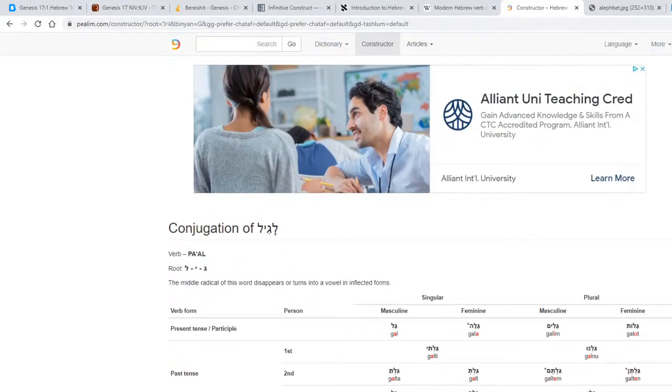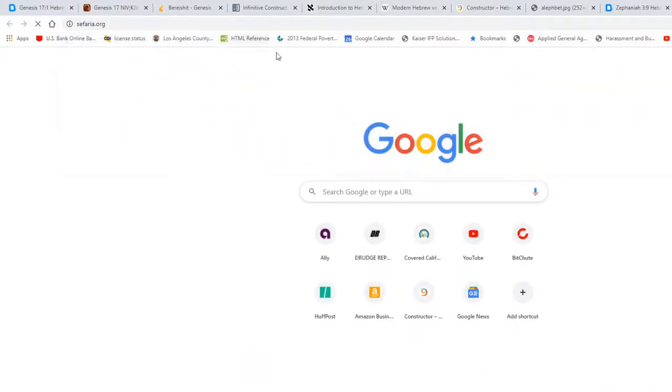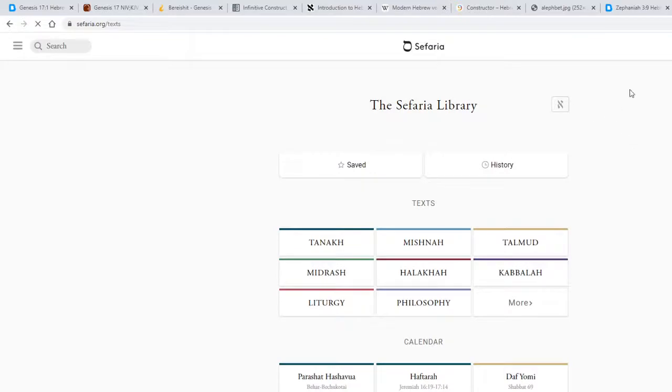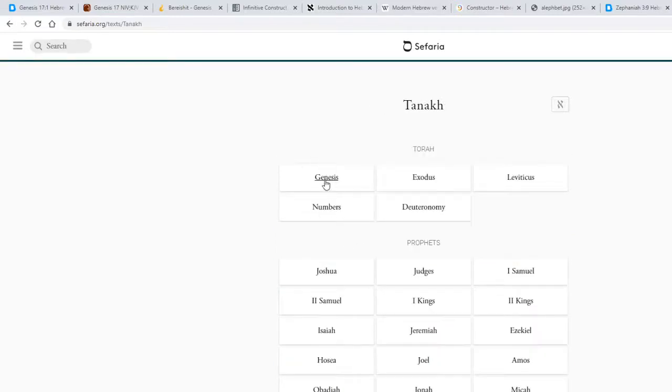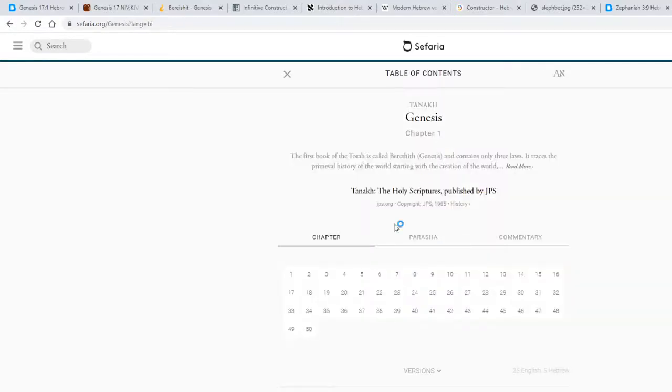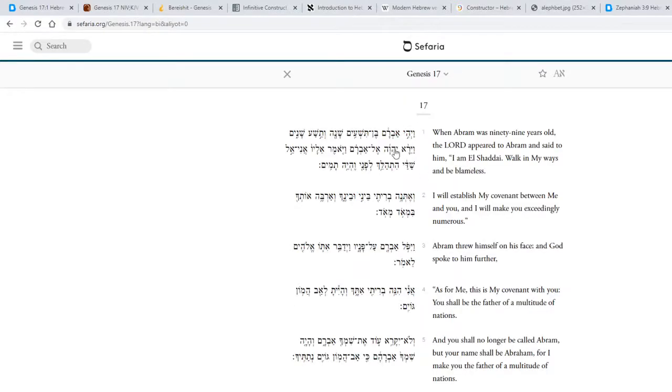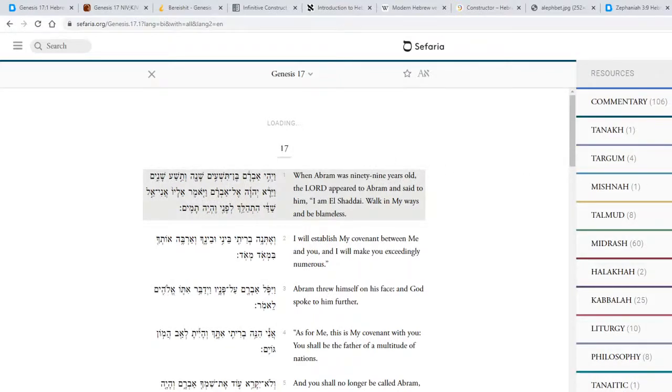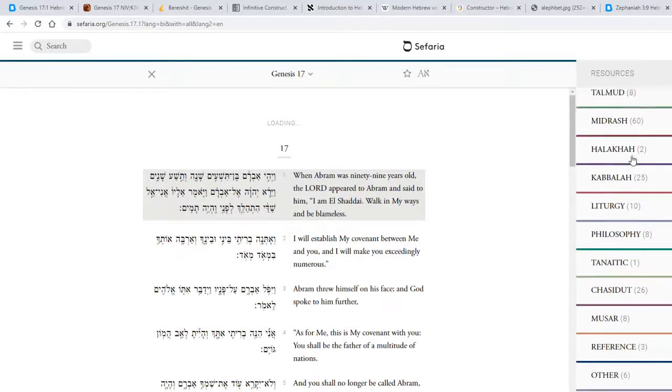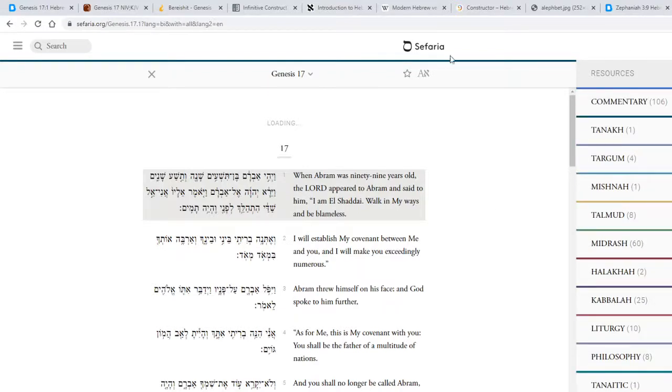The other website, which I forgot to pull up, Sefaria.org, is kind of a wiki. You can make your own account here, and the Tanakh is how we refer to the Jewish Bible, the Hebrew Bible, and you can, for example, go into Genesis, right, and Genesis 17, and then there's all kinds of commentaries, and so this is a really useful website for Jewish texts.